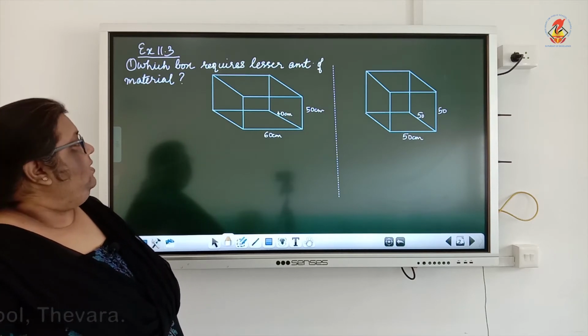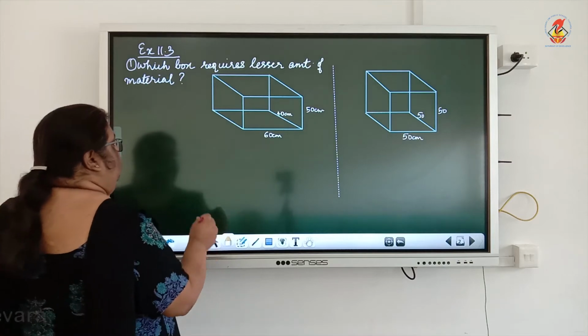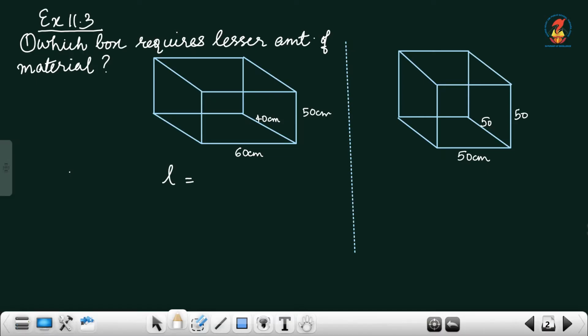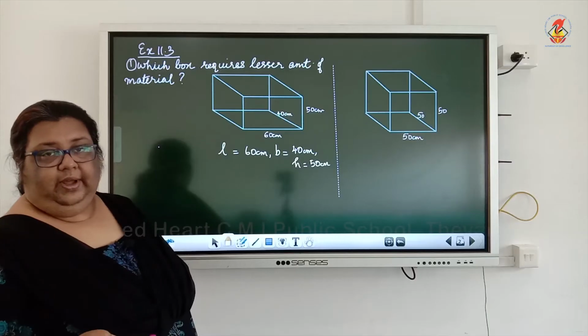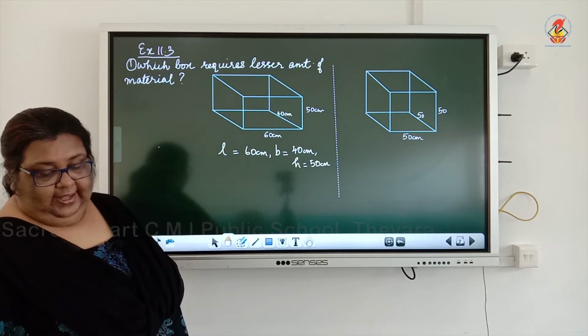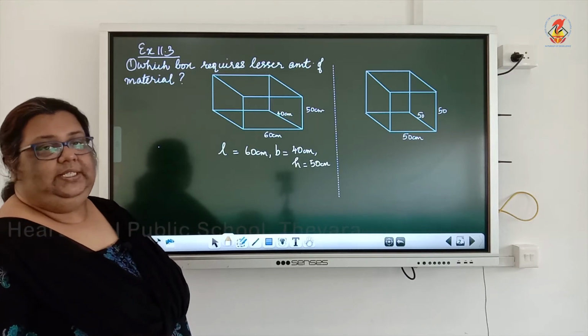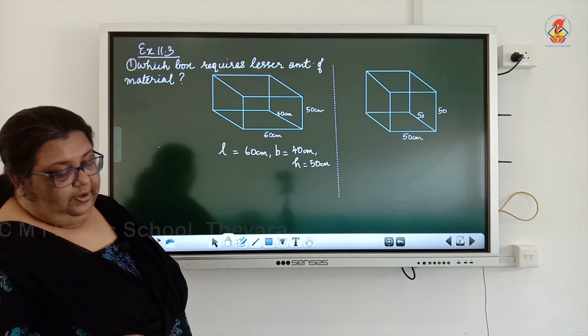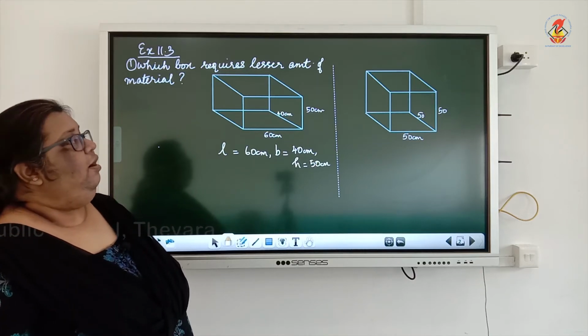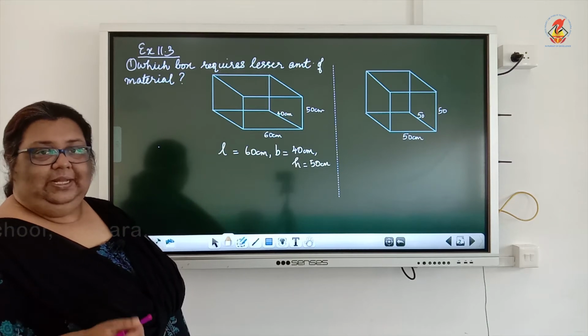So there are two boxes here. In the first box, length is equal to 60 centimeter, breadth is equal to 40 centimeter, height is equal to 50 centimeter. Now we want to find which box requires lesser amount of material to make. So we need to find the total surface area of both the boxes and we can compare.